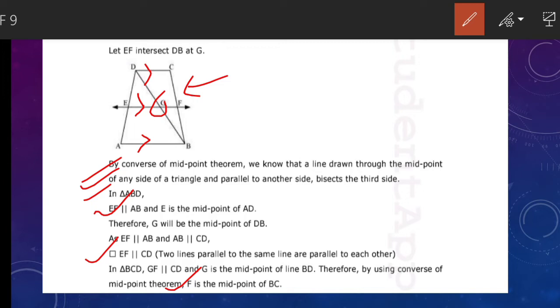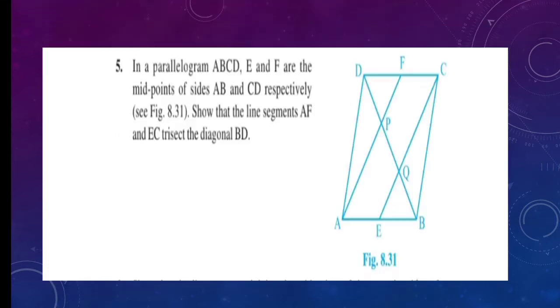So we can prove that F becomes a midpoint of BC using only the converse of the midpoint theorem. So this was our sum number 4. Now sum number 5. Here we have a parallelogram ABCD.